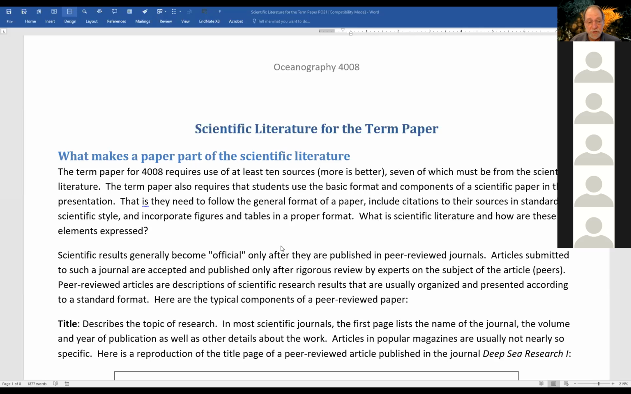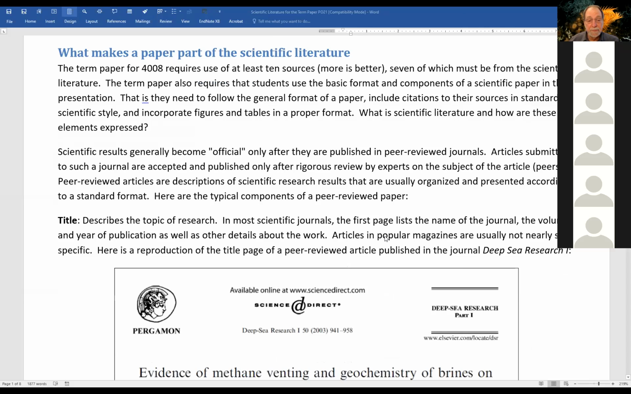citations to your research sources using standard scientific style. You have to incorporate figures and tables that you take from the literature or that you put together on your own, and you have to present them in a proper format. And so what we're going to do here is to give a brief review of how that works, and what is scientific literature and how are these elements expressed.